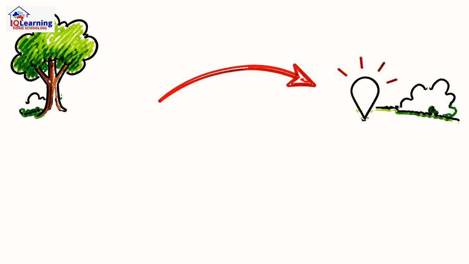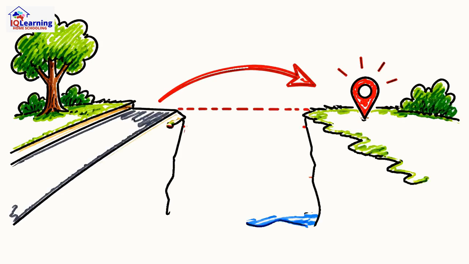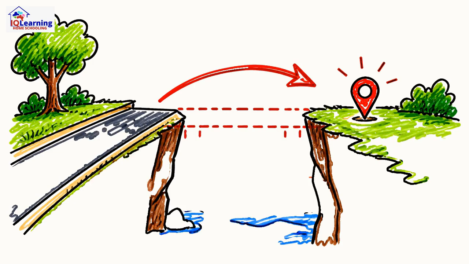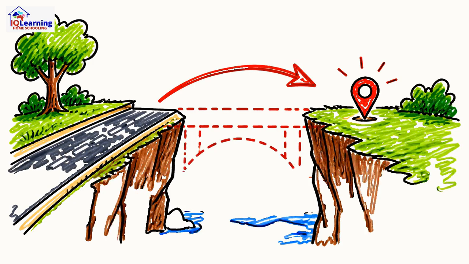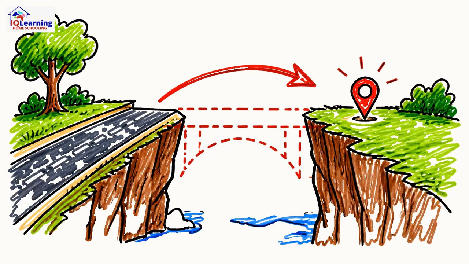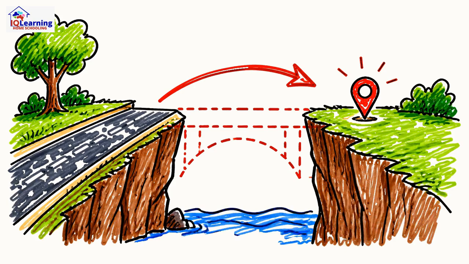Imagine a road that leads to a bridge, but the bridge itself is missing. Even though you can't stand at that exact spot, you know precisely where the road was headed. That's the core idea of a limit in calculus.